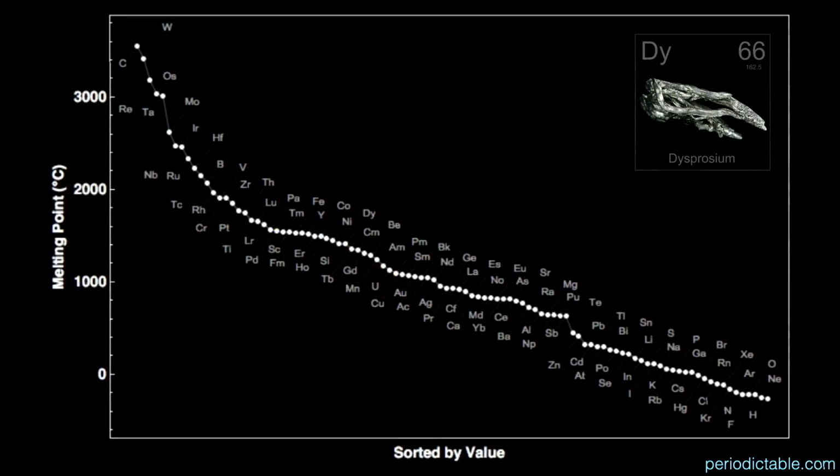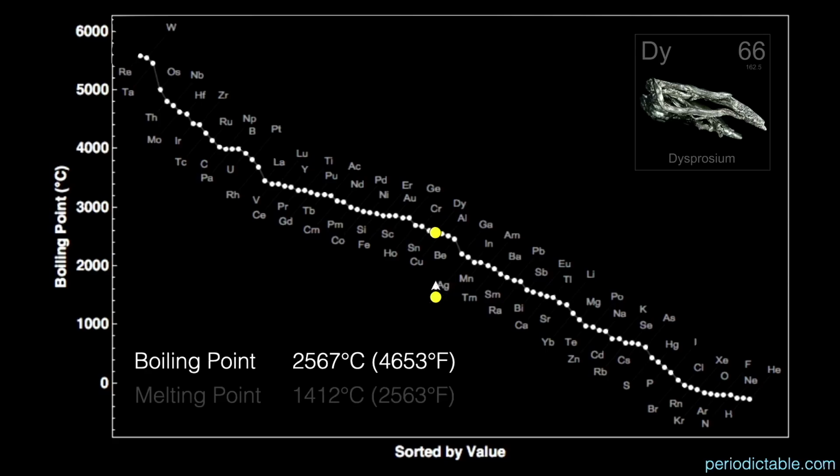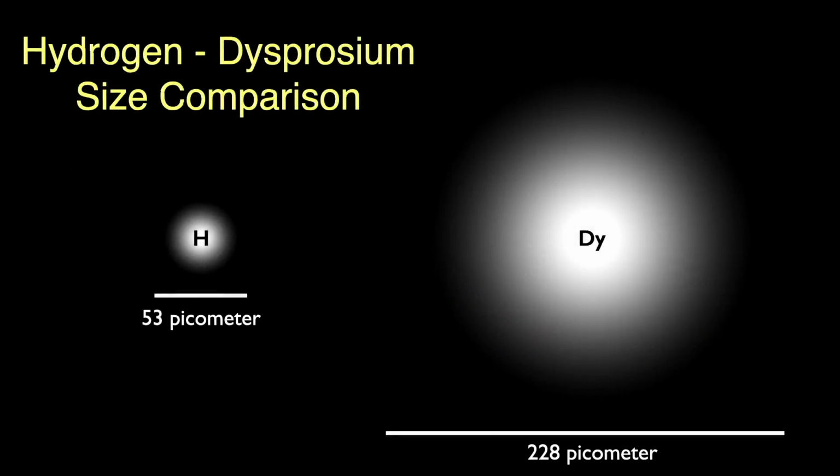Dysprosium has a fairly low melting point at 1,412 degrees Celsius, or 2,563 degrees Fahrenheit. It boils at 2,567 degrees Celsius, that's 4,653 degrees Fahrenheit, 1,155 degrees Celsius above its melting point. A fair difference. If we compare the size of dysprosium to that of hydrogen, we'd see something like this.